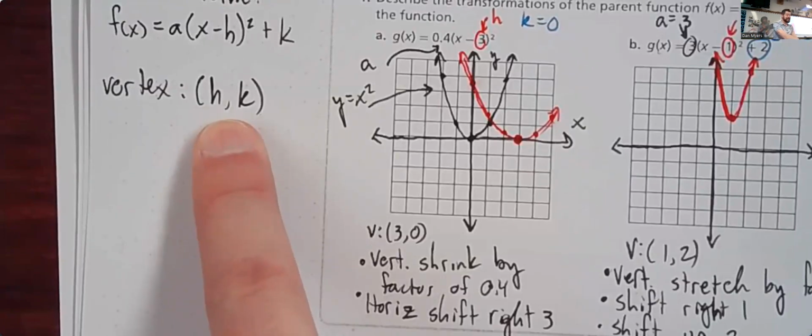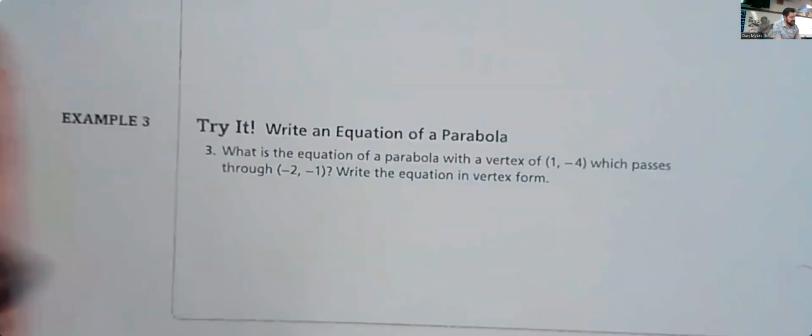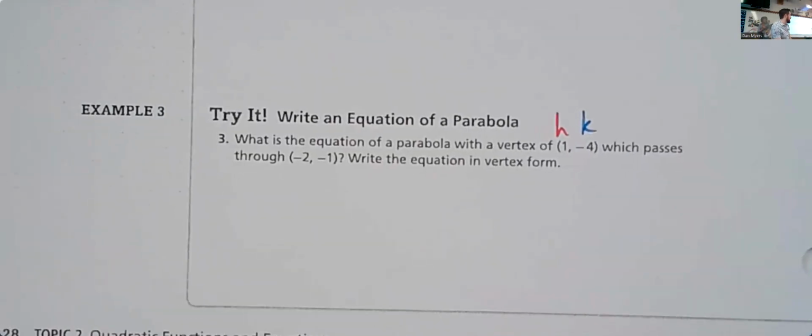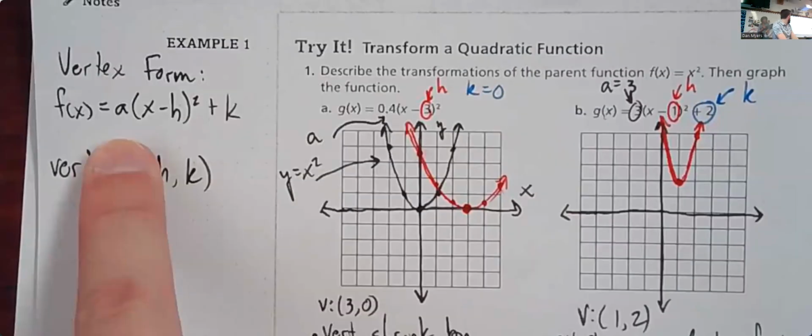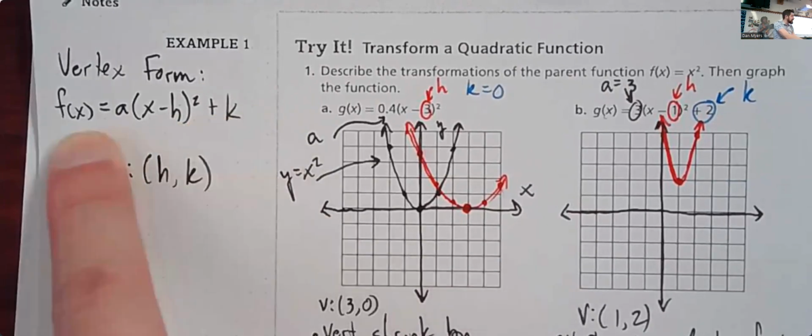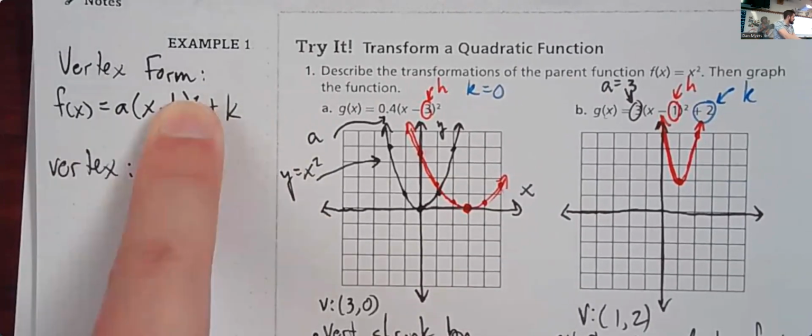H and K, right? So the two variables that we use for the vertex are H and K. So here's H, here's K. Now, another way to write f of x equals a times x minus h squared plus k, the vertex form, would be to write y equals a times, right? All that. So that's what I'm going to do.